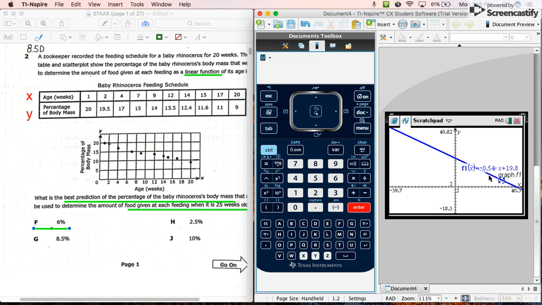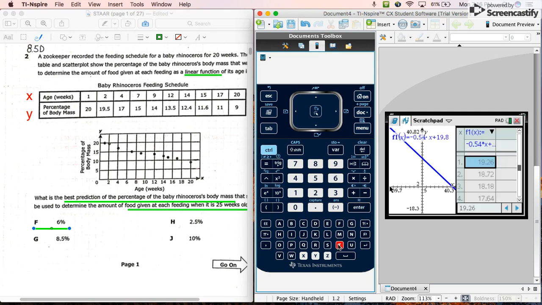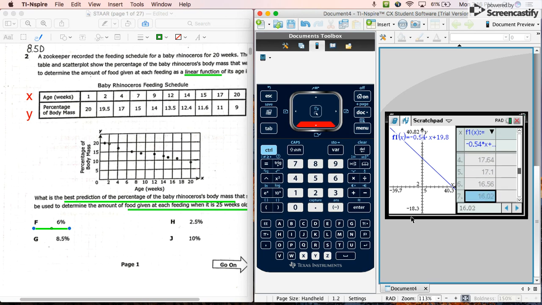So again, we don't care about this stuff. The line is great, the equation is great, but that's not what we need. We need the table. To bring up a table, push Control T. What you're going to do is go all the way down until there's a 25 on your X. This little column right here would be your X values. This F1 of X would be your Y values. I'm going to keep going until I hit 25. And sure enough, I'm pretty dang close to 6. The only answer it can be is letter F, 6%.